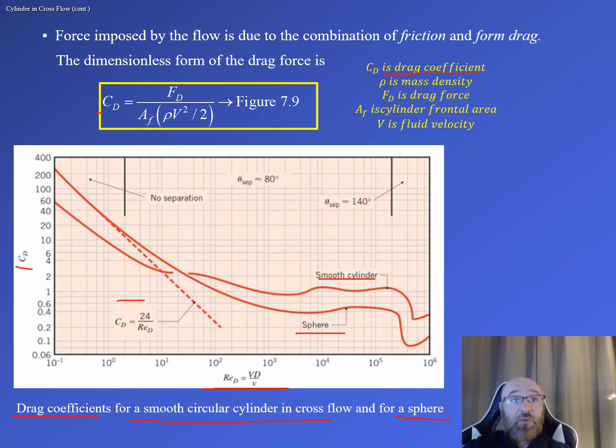Now we can note there's a relationship between our CD and our Reynolds number shown here by this dotted line. And if we look up top here in this region, for a Reynolds number up to the value at this line, there's no separation. Then we go in for our separation at 80 degrees, and we pass this line over here, and we're at 140 degrees.